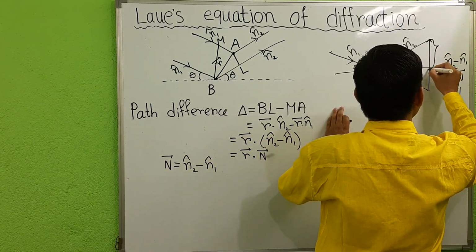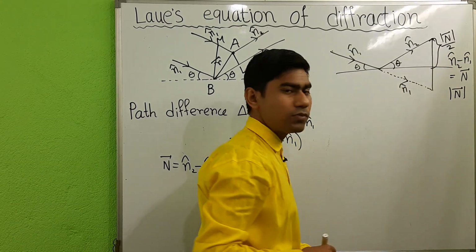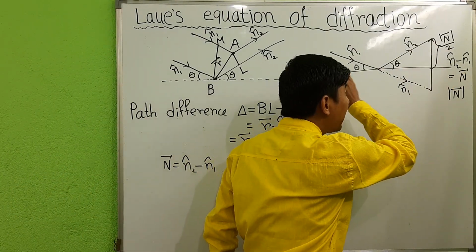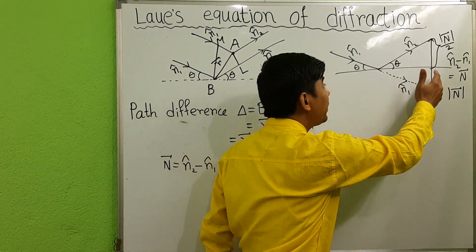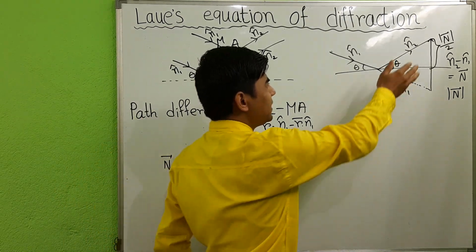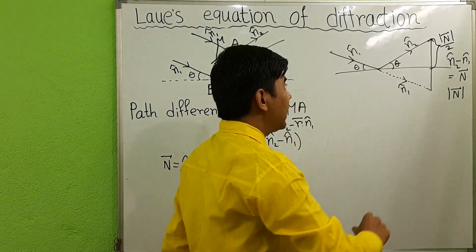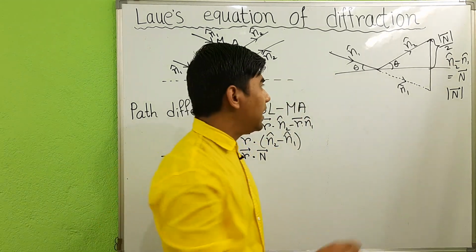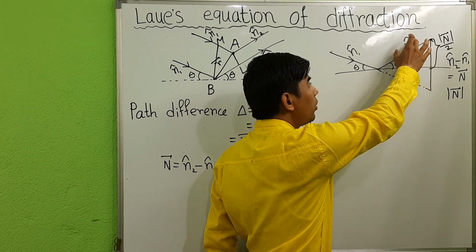Now here we see that n vector is perpendicular to the reflecting plane. If we see this triangle, then we can see that this distance is mod n by 2, this angle is theta, and this distance is modulus of n2 cap.